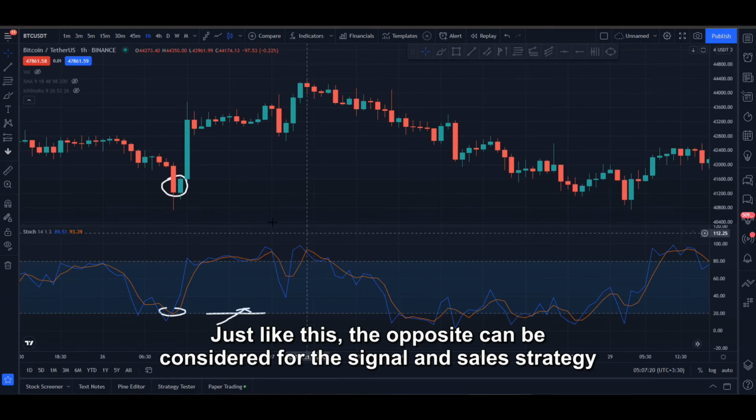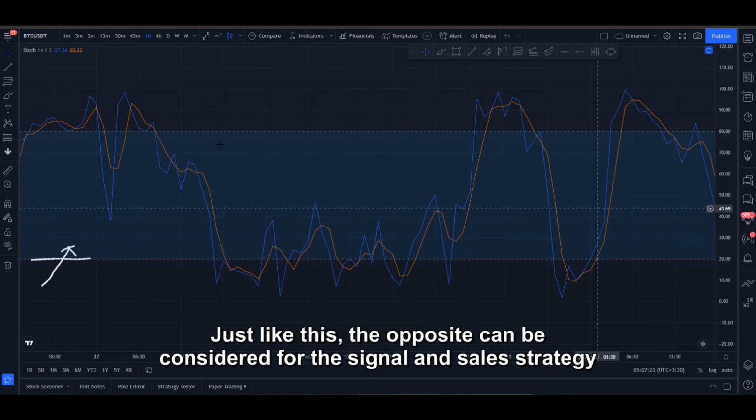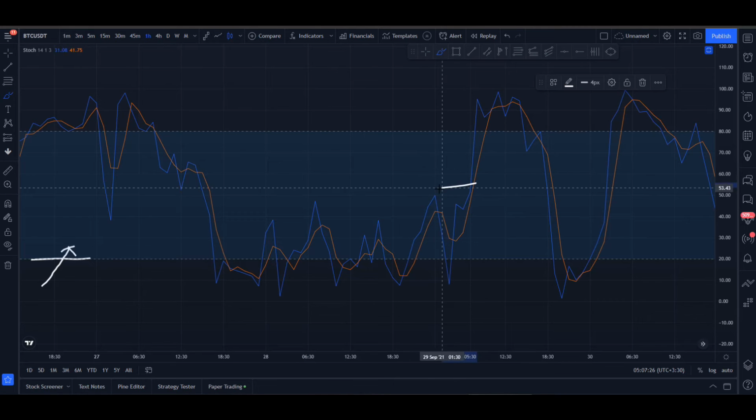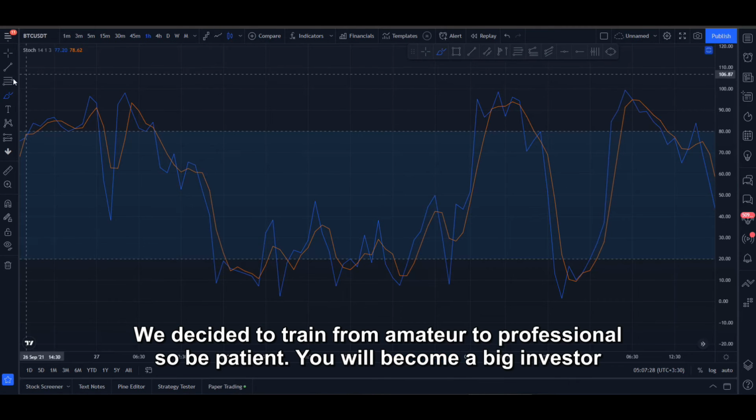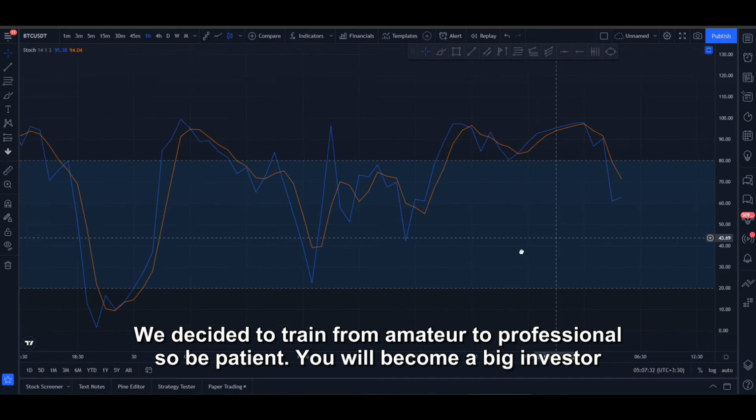Just like this, the opposite can be considered for the signal and sales strategy. We decided to train you from amateur to professional, so be patient. You will become a big investor.